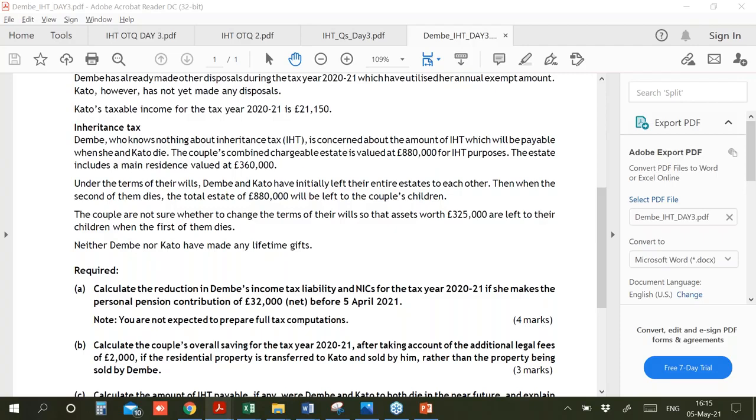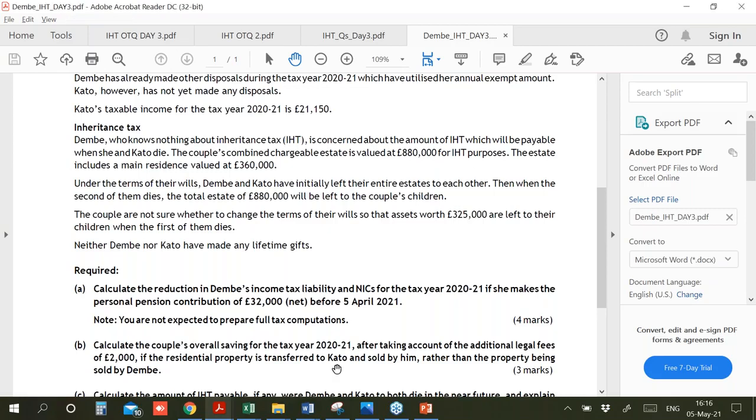Now, the B part deals with, however, I still have to relate my answer to the scenario when I read it. So calculate the couple's overall saving for the tax year 2021 after taking account of additional legal fees of 2000, if the residential property is transferred to K and sold by him rather than the property being sold by Dembe. Okay. So I guess this part relates to the CGT, and there's some residential property they're talking about. I have to read the question to see what is happening here.